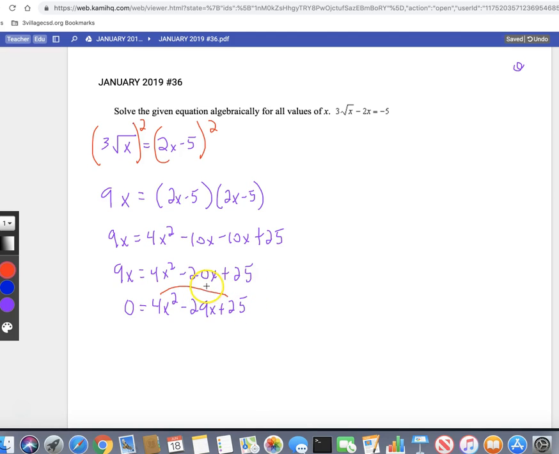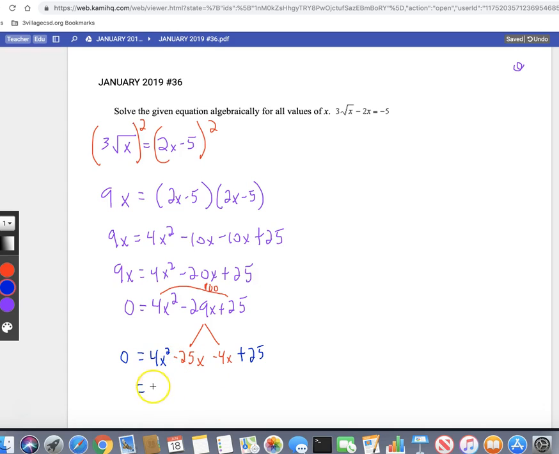4 times 25 would give us 100, and two terms that would multiply to 100 but add up to negative 29 would be negative 25 and negative 4. So we split up that middle term as negative 25x minus 4x, and then we just bring down the 4x squared, we bring down the plus 25, and then we factor by grouping the 4 terms here.